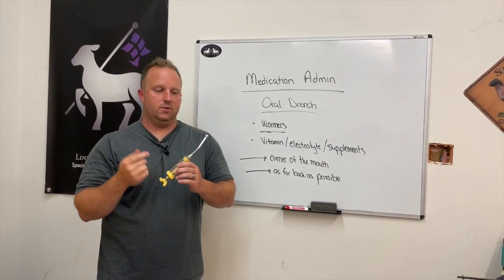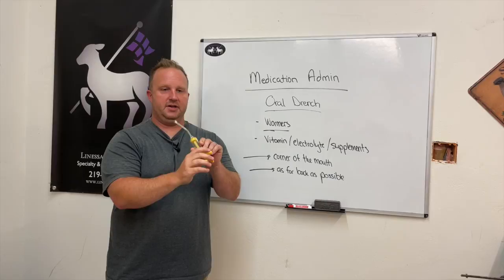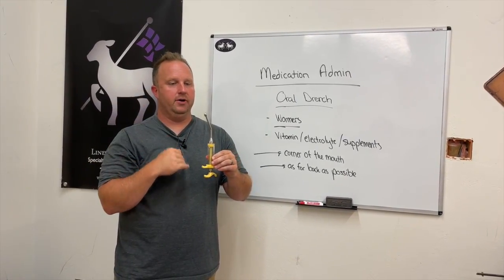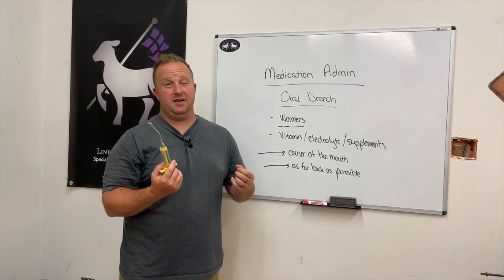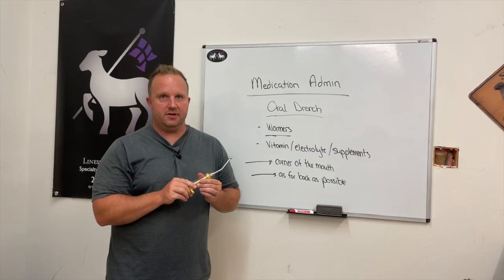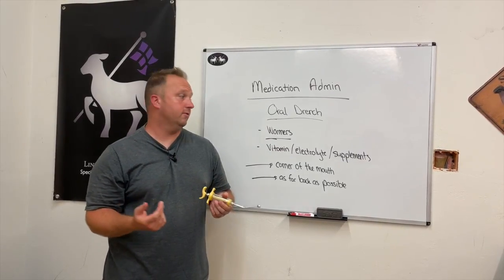And instead of squirting that liquid directly down their throat, because of the angle, it's actually going to hit the throat wall first and run down. This benefits the animal so they don't choke. You don't want to just stick the tip of this in their mouth and give them a squirt. They're just going to spit it all out all over the ground.